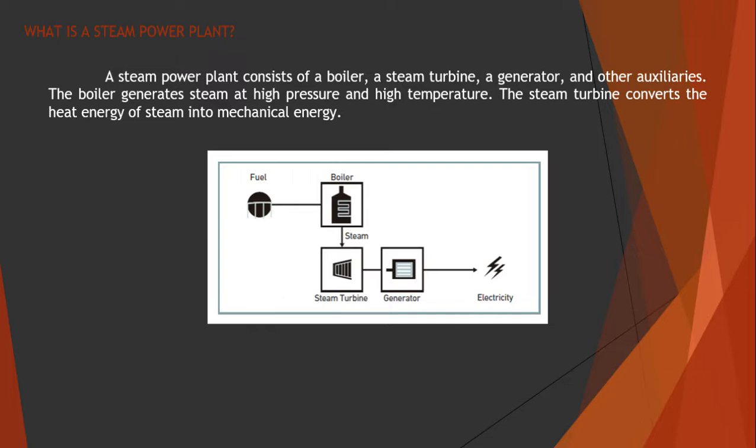Ang steam power plant ay conversion of the high temperature and pressurized geothermal fluid to steam and brine. It consists of a boiler, a turbine, a generator, and other auxiliaries. The purpose of the boiler is to generate steam at high pressure and high temperature, and on the other hand, the steam turbine converts the heat energy of steam into mechanical energy. Yung nasa baba kong picture ay representation of steam power plant.